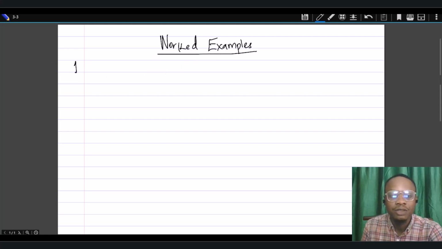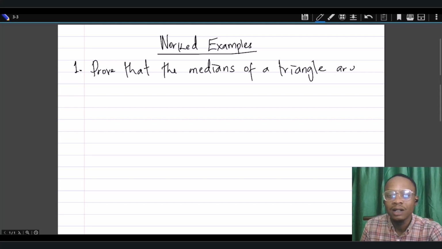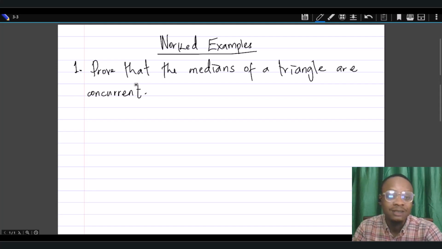So this problem says prove that the medians of a triangle are concurrent. Firstly, what do we mean by concurrence or concurrency? This is implying that they meet at a point, or emanate from the same point.